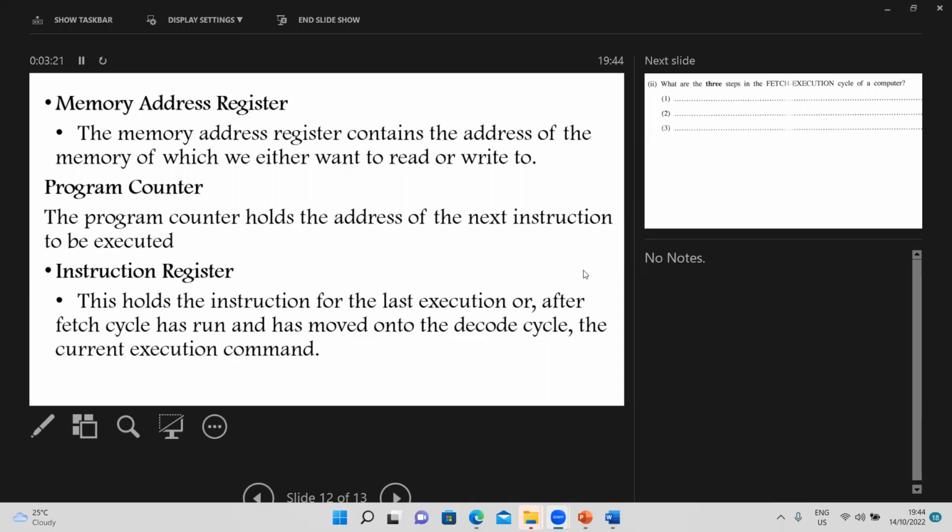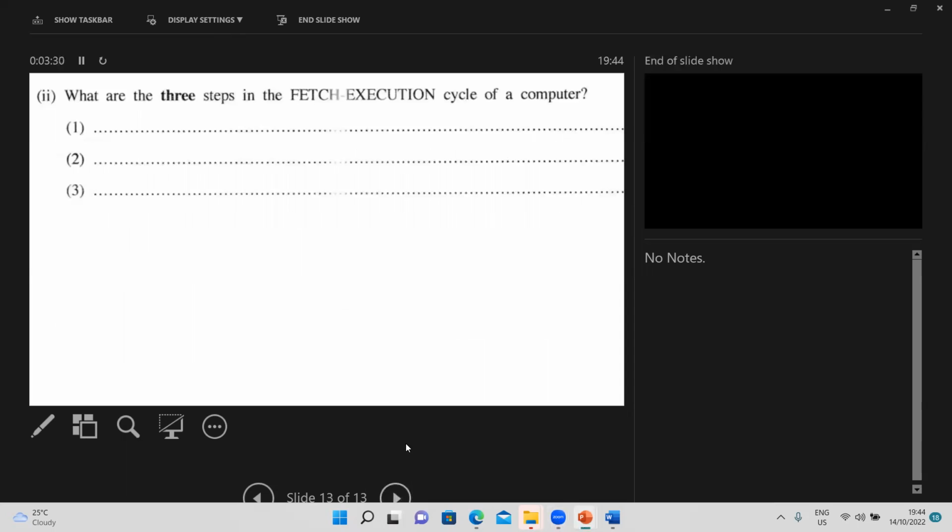So after you complete it, there is a question. I just explained that because the recording was also stopping. What are the 3 steps in the fetch execution cycle of a computer? Copy that question. Don't look at the answer. Just write it. So try to answer that.